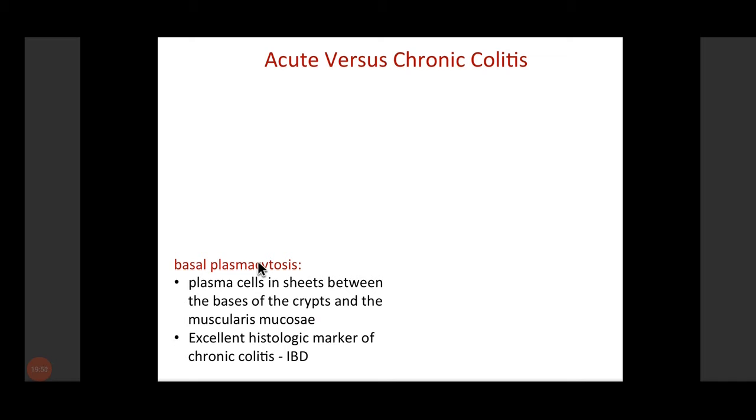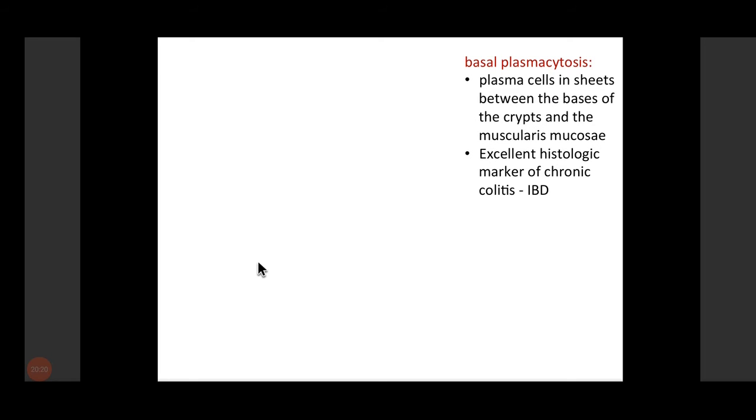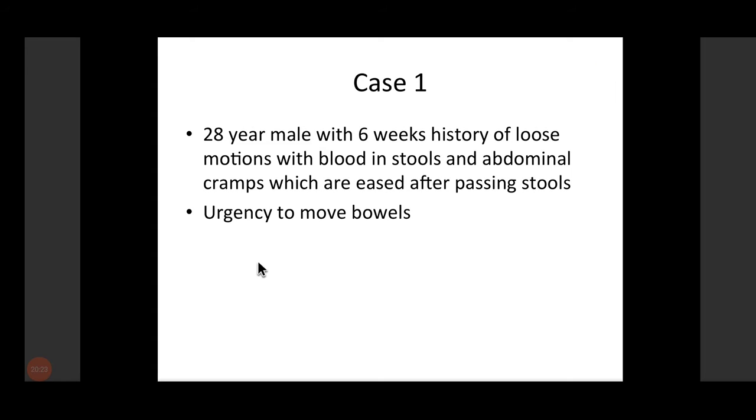Now, normally in the colon, you see a uniform distribution of lymphoplasmacytic cells like I showed you in the initial slides. And in an infectious process, in fact, you see more of these increase in lymphoplasmacytic cells at the surface. However, in ulcerative colitis or inflammatory bowel disease, you will see more of these lymphoplasmacytic cells at the base of the crypts, between the base and the muscularis mucosa, and that is called basal lymphoplasmacytosis, which is an excellent marker of IBD. Now, somehow this seems to be shifting and the photograph is not there. I hope the subsequent photographs are there.